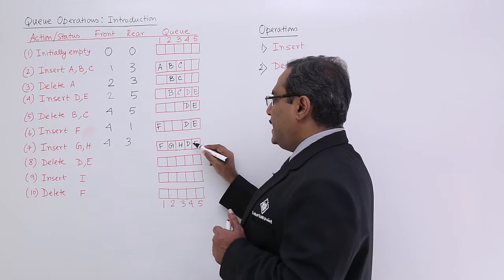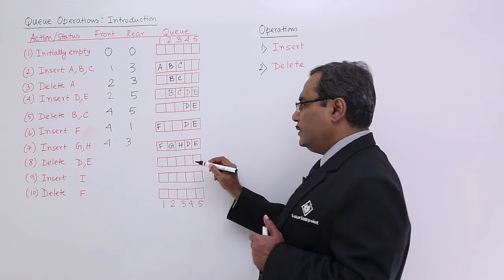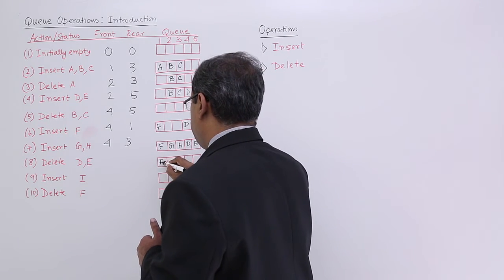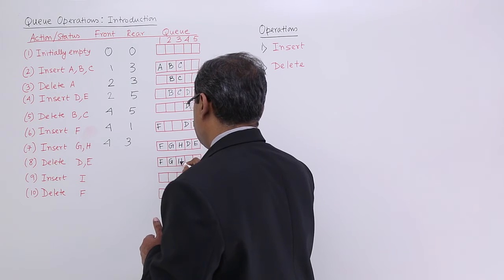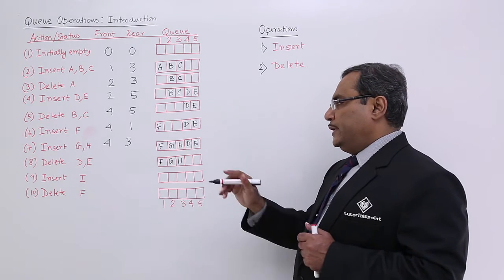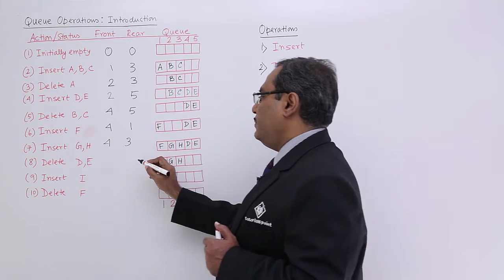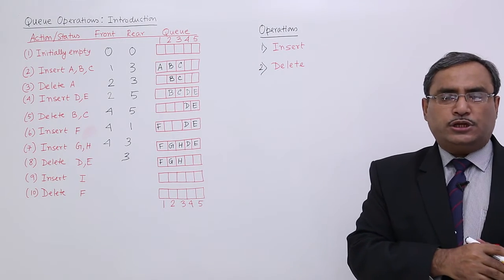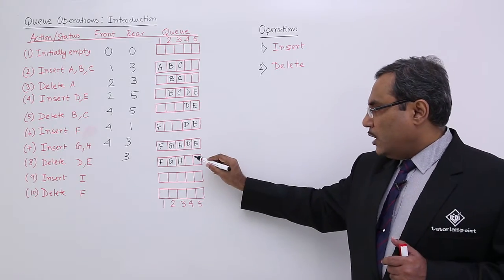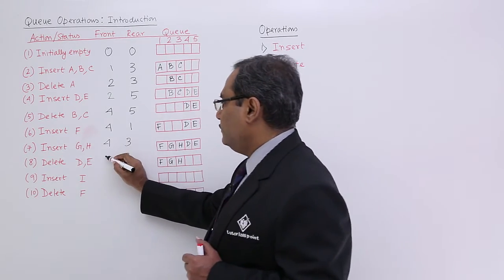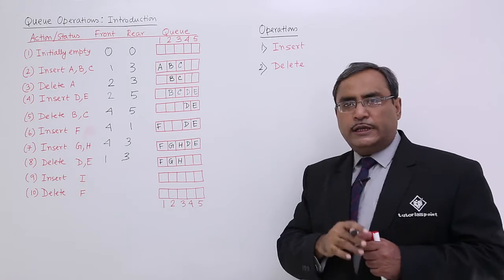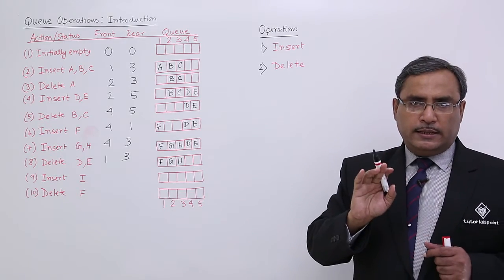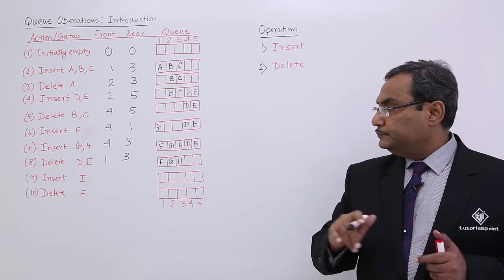Now delete D and E. So D and E will get deleted and I shall remain with F, G and H. Here my rear will remain 3, because deletion is done at the front. So now front has become 1. Here the front is not greater than rear, that means I am in the linear logic.